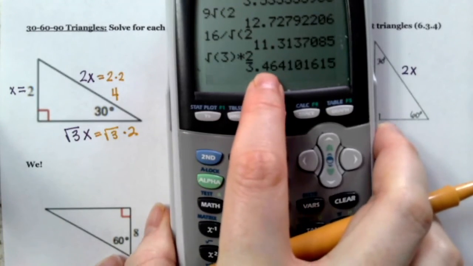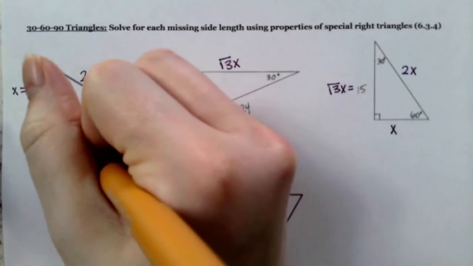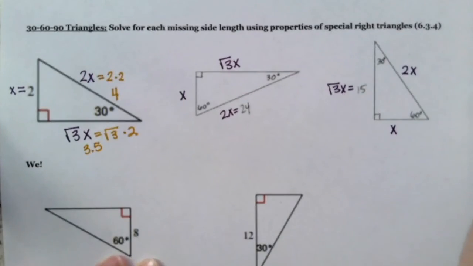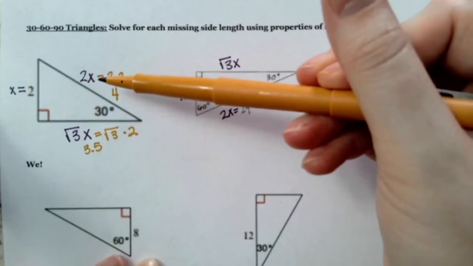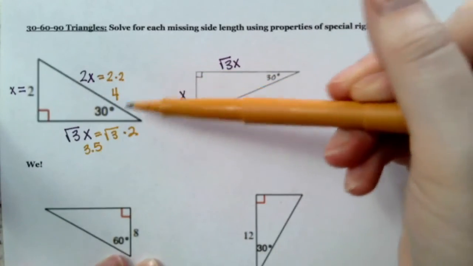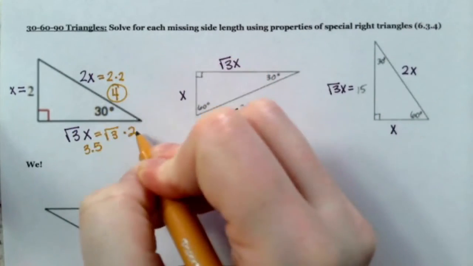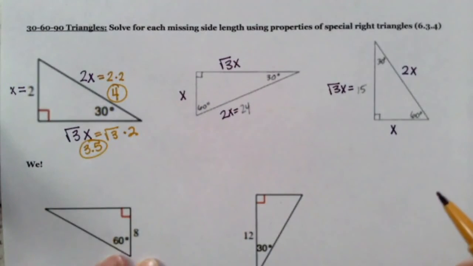3.5, let's round this to 3.5. And so now we have our three sides. So if you're given x, you just need to plug it into your formulas, and then you'll get your new answers. So this side is 4, and this side is 3.5.